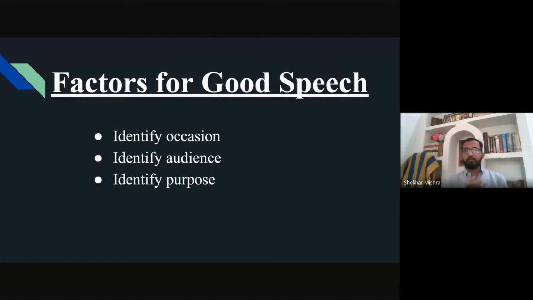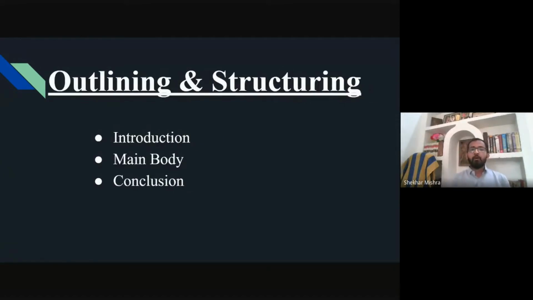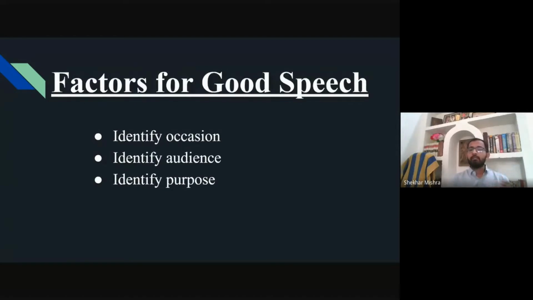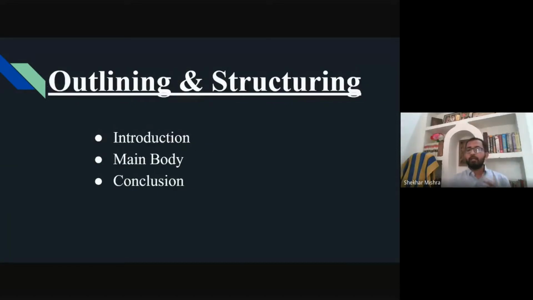And identifying the purpose. What is your purpose? Your purpose is to analyze or to tell them something, or to persuade them of something, to connect with them and to influence them. When you are clear with your purpose, you will do it, you will make it. Now, you have identified the occasion, you have identified the audience, you are familiar with your own purpose. Then comes the outlining and structuring of your speech.